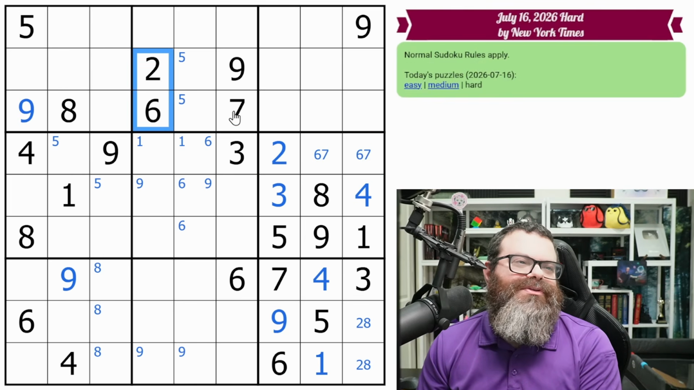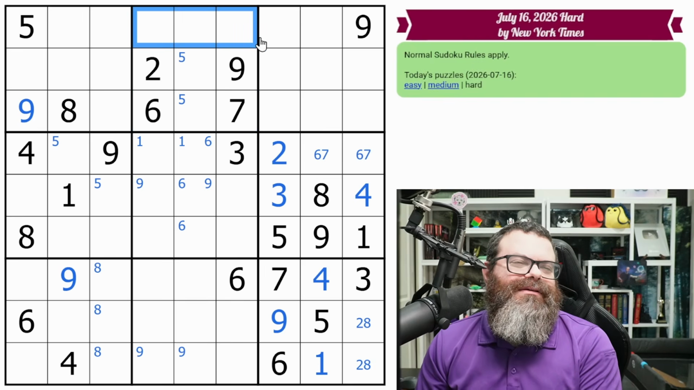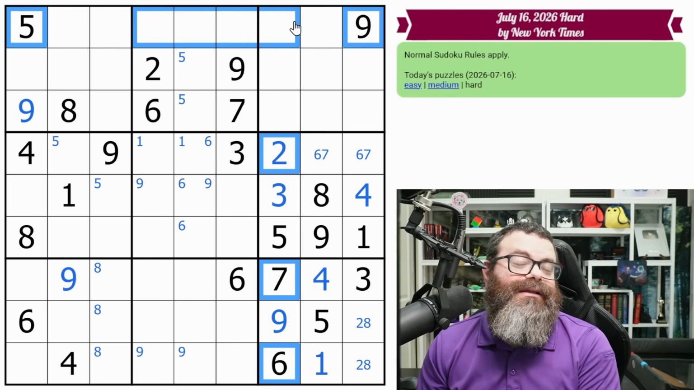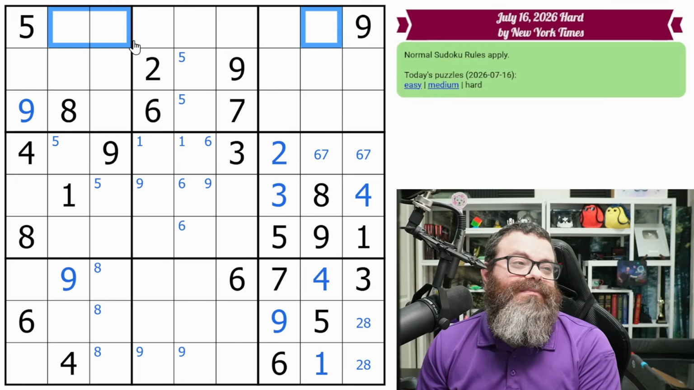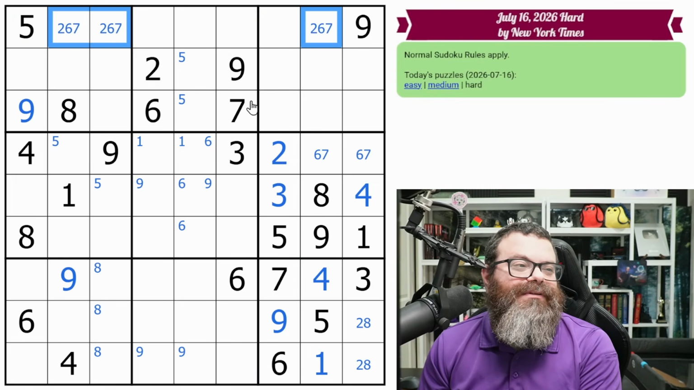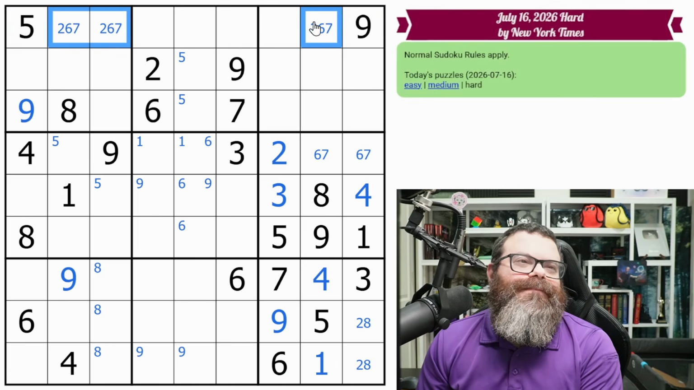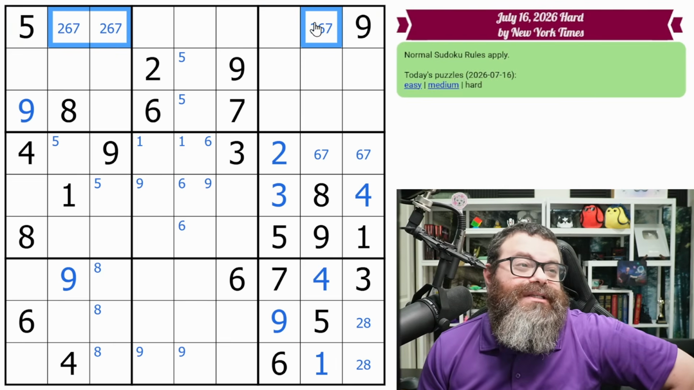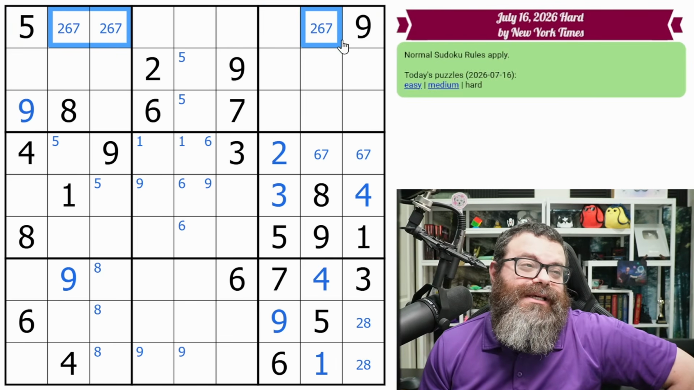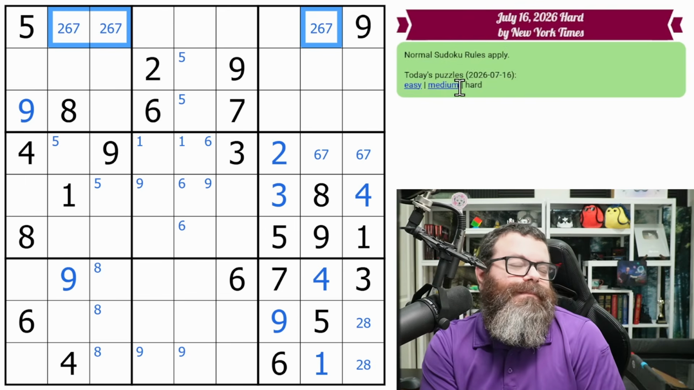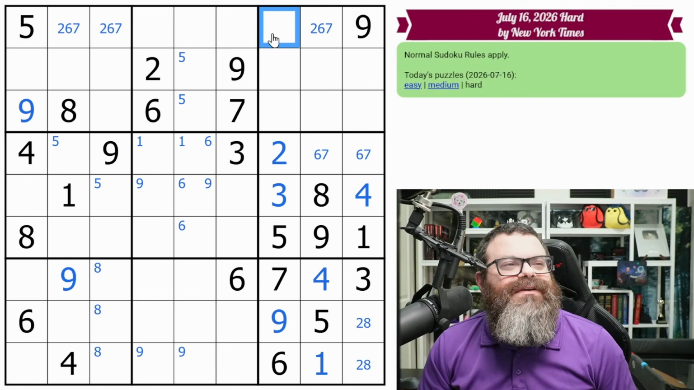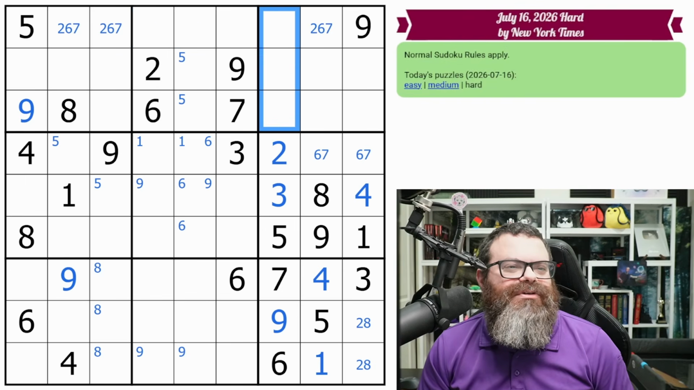So in this row, where do 2, 6, and 7 go? Not in these 3 cells, not the 5 and the 9. And then this 2, 6, and 7 says not here. So that gives us a hidden triple here, a 2, 6, 7 hidden triple. Because we need to place a 2, 6, and 7 in the row, and these are the only 3 cells that can take them. So those are the 3 cells that do take them. That leaves a quad behind. I want to get this triple first, though.